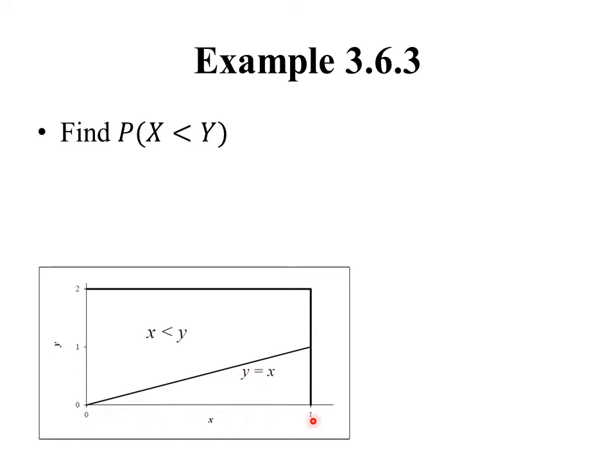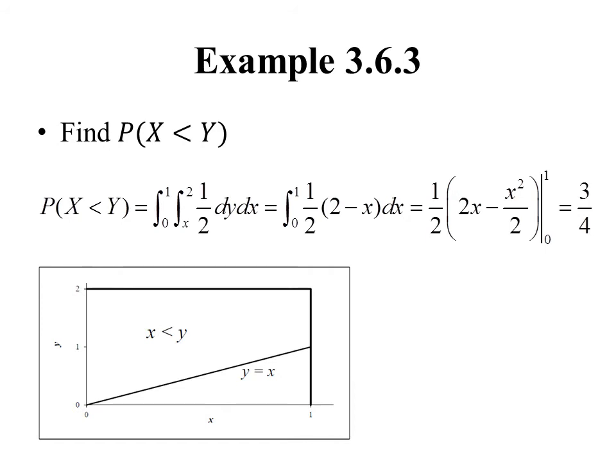So x goes from 0 to 1, y goes from 0 to 2. This rectangle here represents all possible values of x and y. Now we're interested in those for which y is greater than x. So we're going to divide this region up into two subregions with the line y equals x. I'm interested in the region for which y is greater than x, and so that's this region up here. So I'm going to integrate my joint PDF over this two-dimensional region.